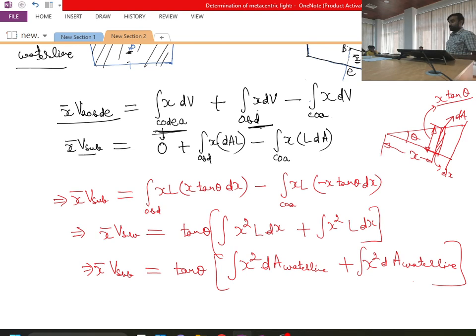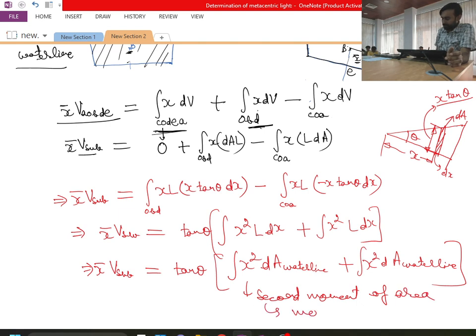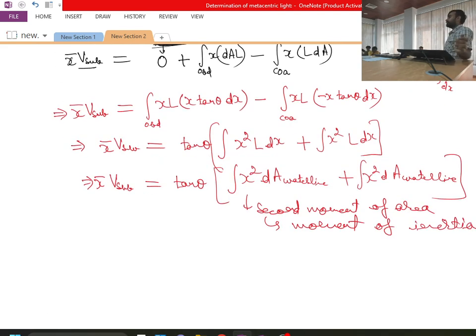Okay, so now what has it become? Area in a plane multiplied with square of distance. Second moment of area, or I can say it as moment of inertia, area moment of inertia. Is this one clear?